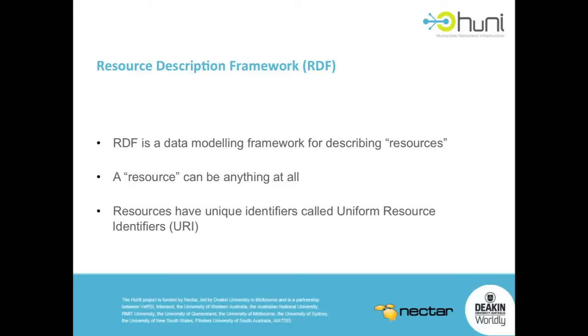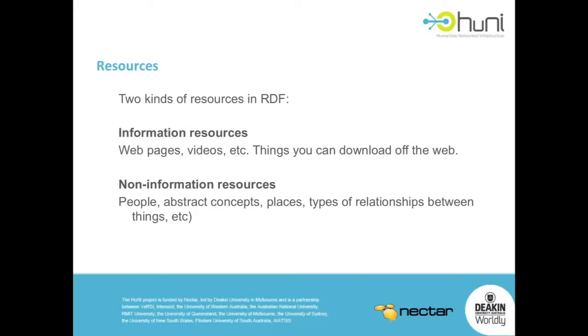So RDF is a data modeling framework for describing resources. Resource Description Framework is what it stands for, so that's what it's for. It's about describing resources. But what is a resource? In RDF terms, a resource is anything at all. Literally anything can be a resource. So that includes all sorts of things. Resources are always identified with a uniform resource identifier, or URI. The sort of thing that you see in your web browser is the unique identifier.